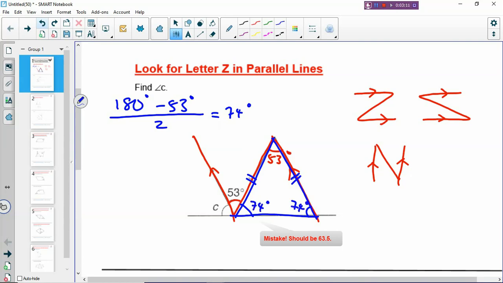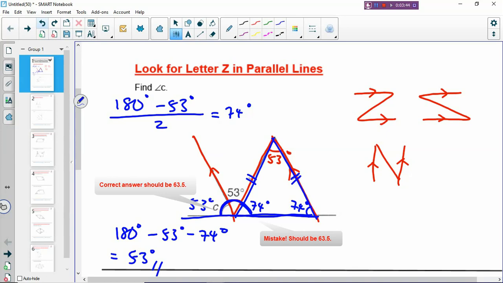Okay, now can you find angle C? So if you still remember, angle on the straight line. Every time there's a straight line, then the angles on the straight line add together to 180 degrees. So your angle C will be how many? 180, which is angle on the straight line, minus 53 and minus 74. And you will get your angle C. So 180 minus 53 minus 74, you will get angle C, which is 53 degrees. So you have solved your problem, angle C.